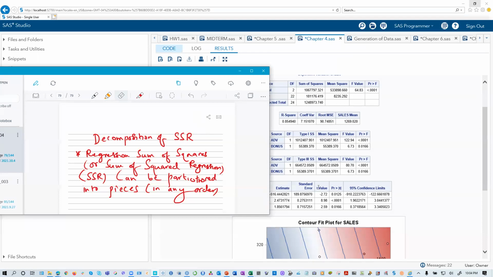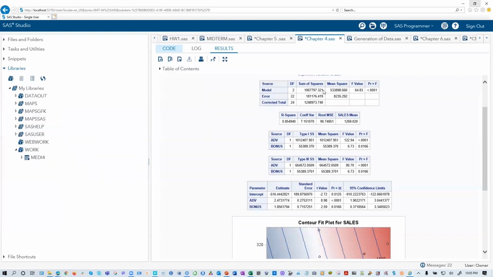First one is type 1 decomposition. Type 1 is related to this table. Look at this table. You have 106779731. It looks like it has been decomposed, this number, into two pieces here.